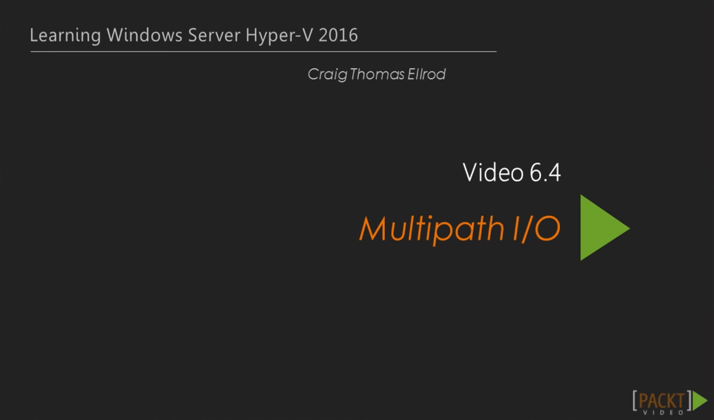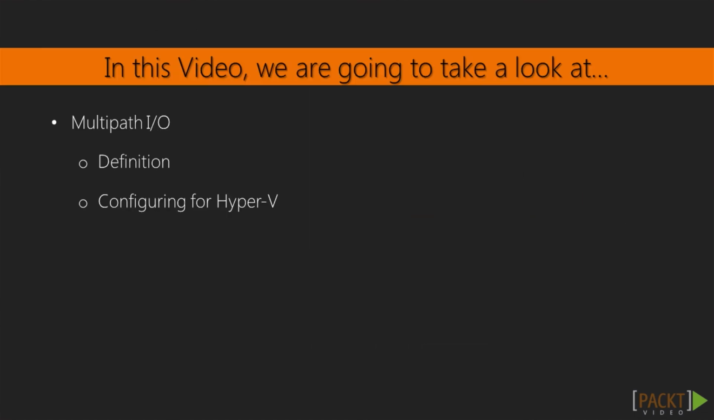In the previous video, we learned about IOPS. After watching this video, you will understand what multipath I/O is and how to configure it for Hyper-V. So your Hyper-V hosts are up and humming and you have virtual machines running. Now you start to look into the different facets of storage. One of those facets or features is multipath I/O. First, we will take a moment to discuss what multipath I/O is. Then we will show you how to configure multipath I/O for Hyper-V.